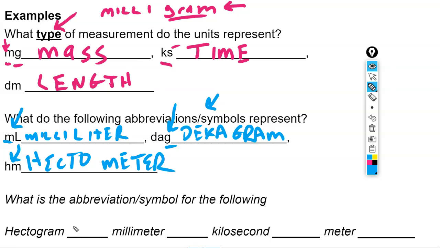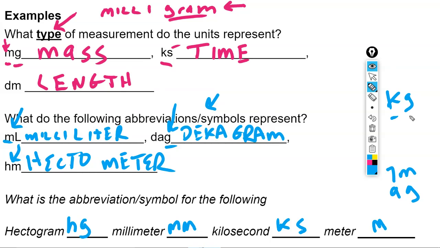Finally, it's asking you what's the abbreviation for these things. Hectogram. So hecto is H, gram is G. Millimeter, M is milli, and meter is also M. Kilosecond, K, S. And it is something that's easily confused. When you have just M or MM, what do you have here? Remember, if it's just one letter, that's your base unit, meter. If you have 7 meters, it'd be written like that. If you have 9 grams, it'd be written like that. No prefix in front of it. So if there's just one letter, that's your base unit. And if there's two letters, like kilogram, your first one is a prefix, second one is your base unit. And you're ready to roll. I think that's all we needed.